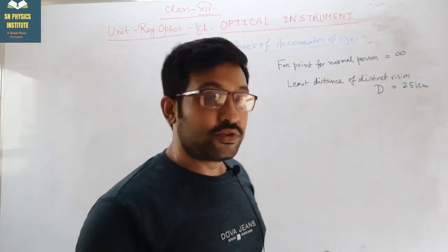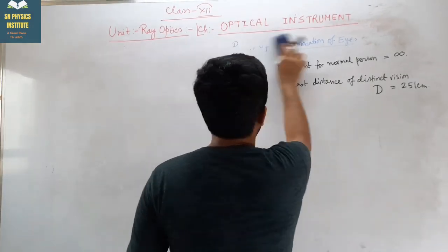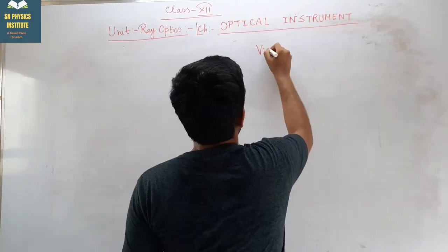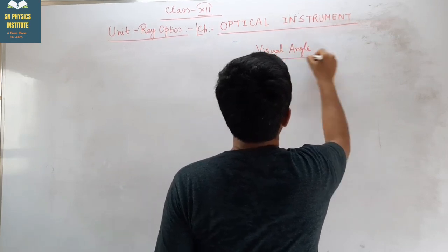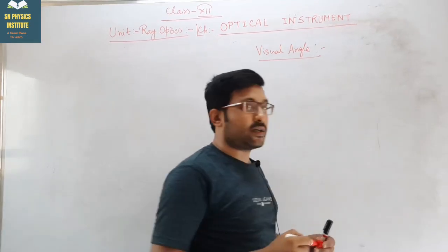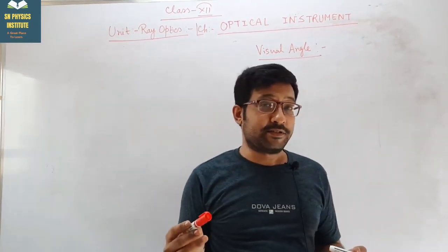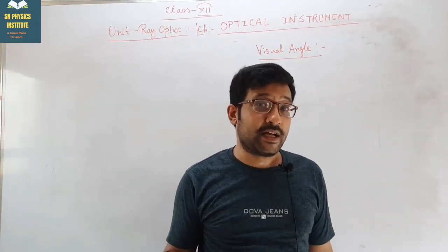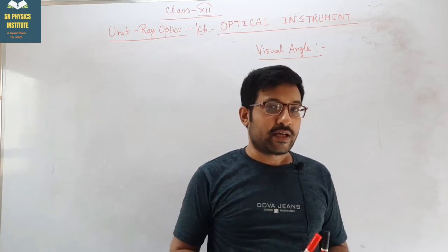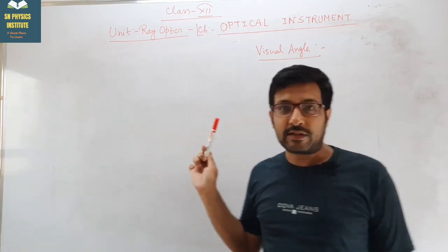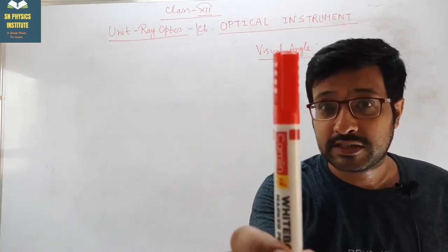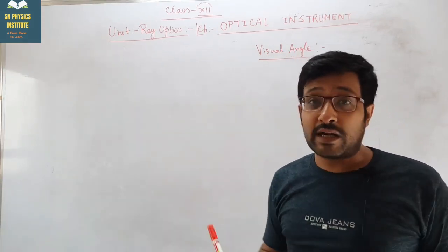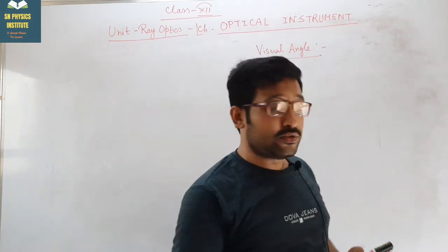Next is the visual angle. Visual angle means the angle subtended by an object at our eye. For example, look at this pen. If it is closer to you, it becomes bigger. Why? Because the visual angle increases. So what is the visual angle?